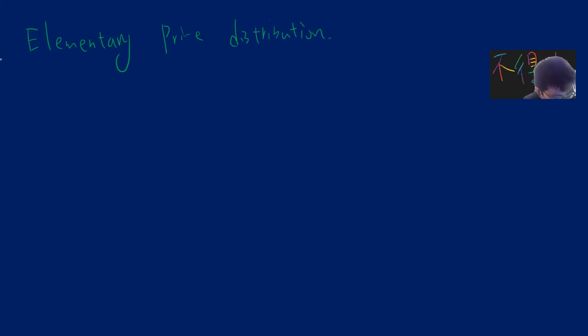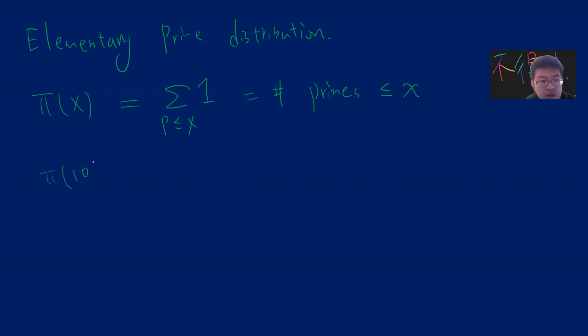So what is the main question? The number theory main question is that people define this pi of x, which is the sum of 1 over p less than or equal to x. So this is the number of prime numbers less than or equal to x. For example, pi of 10 will be the number of primes, which are 2, 3, 5, 7, so it will be 4. So our goal is to find the asymptotics of this pi of x.